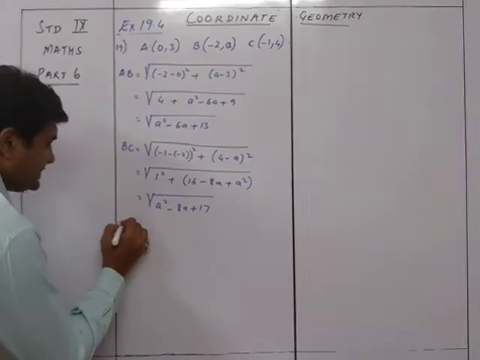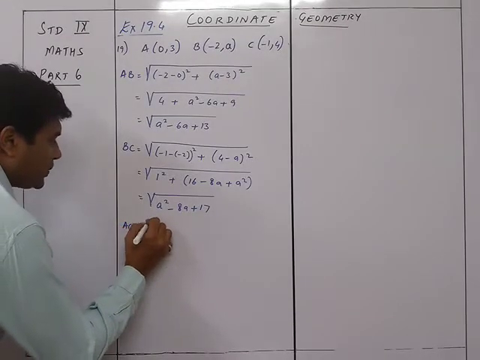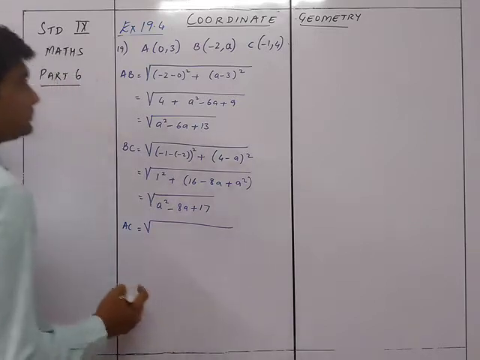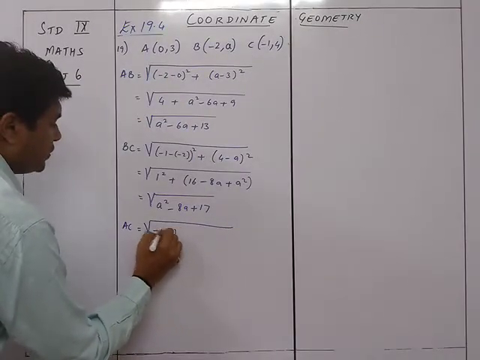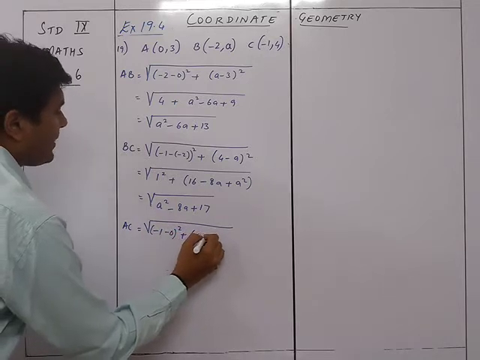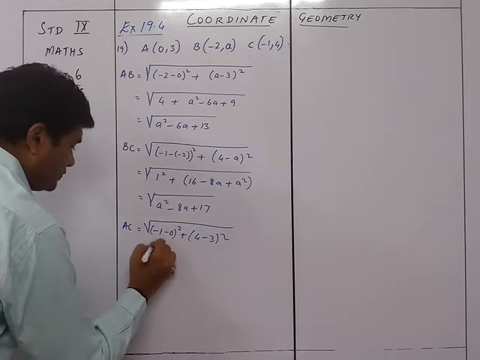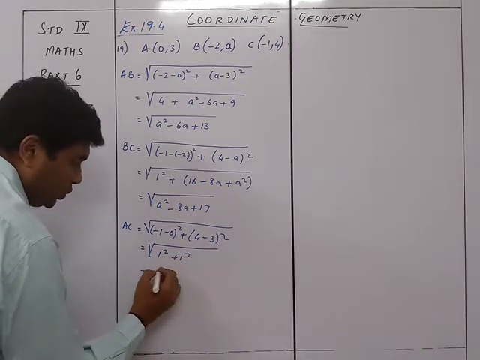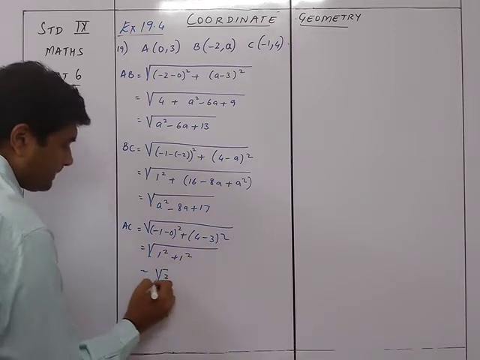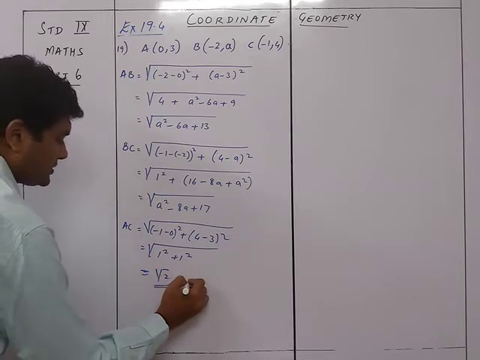The last is AC. Now AC is equal to square root of (-1 - 0) the whole square plus (4 - 3) the whole square. That is going to be 1 square plus 1 square, which is equal to 2. So root of 2 units.